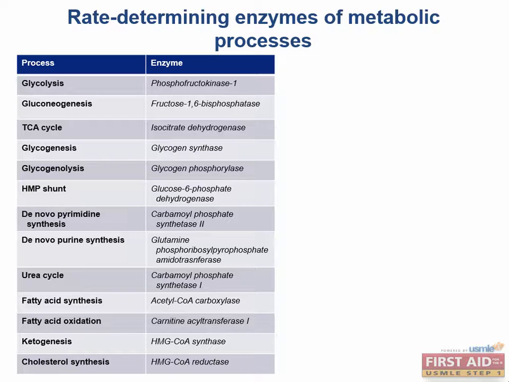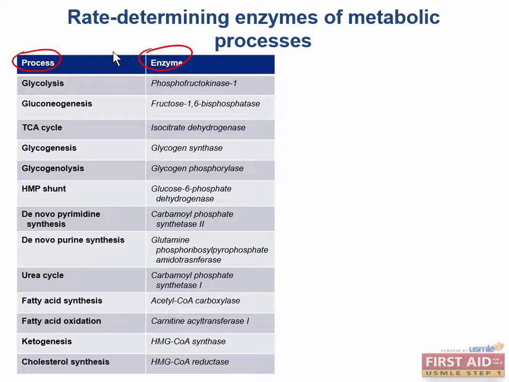It's also important to know the rate determining enzymes for the various metabolic processes. These are the most commonly tested enzymes since they determine the rate at which these reactions can occur. These rate determining enzymes are also the ones that are most commonly targeted by drugs because slowing these down or speeding them up will have an effect on these processes that they're involved in, which might not be the case for the other enzymes in the pathway.